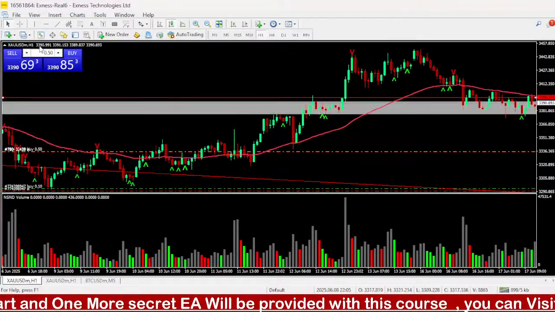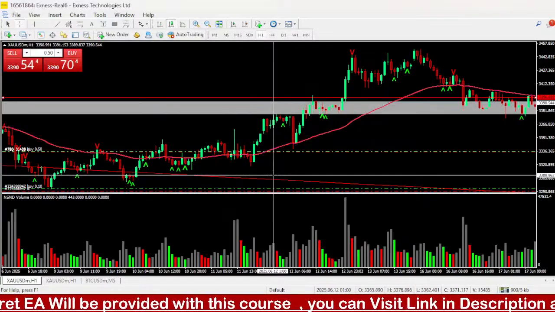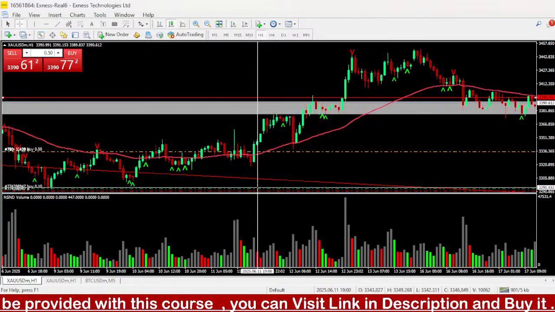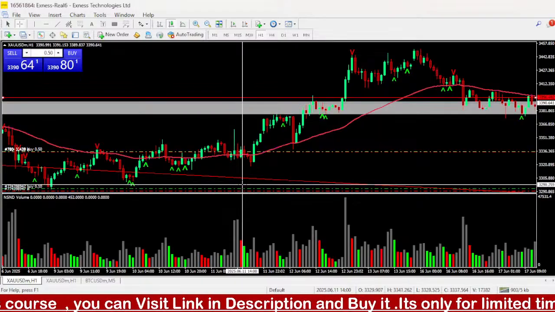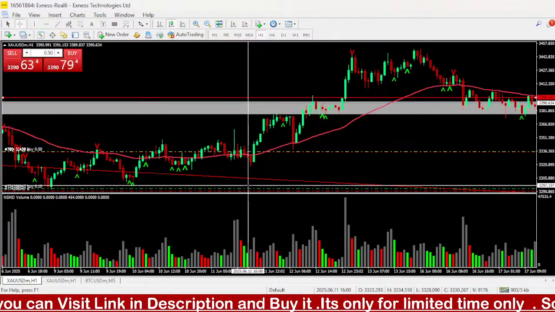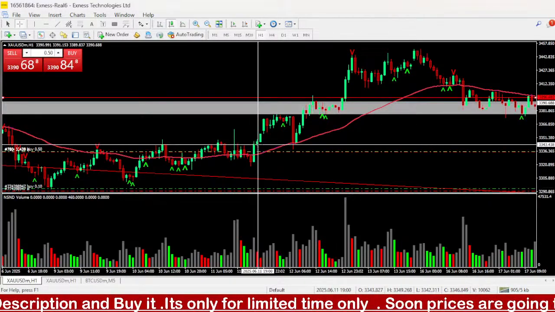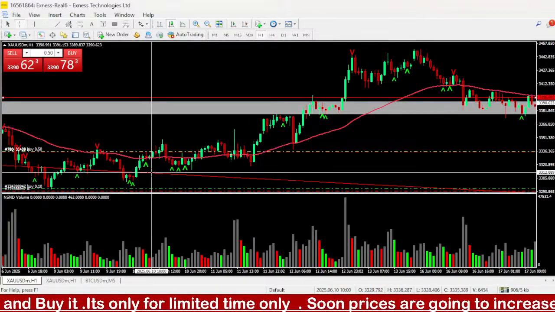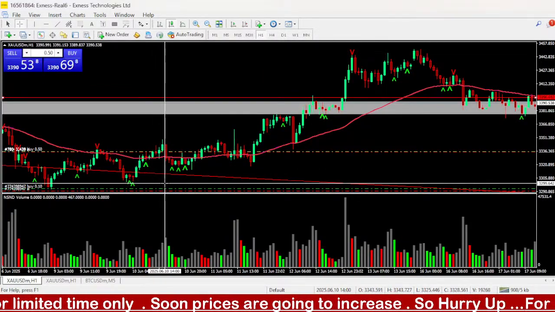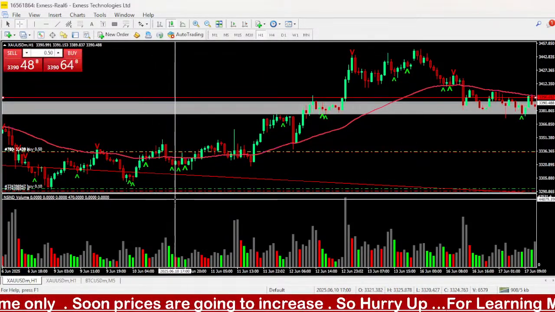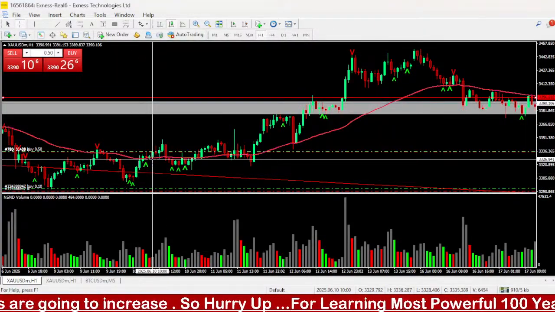Okay, these all are volume confirmations, or these all are volume spread analysis techniques. So you must understand each and everything for better understanding. So you can see that the strength of bullish side.